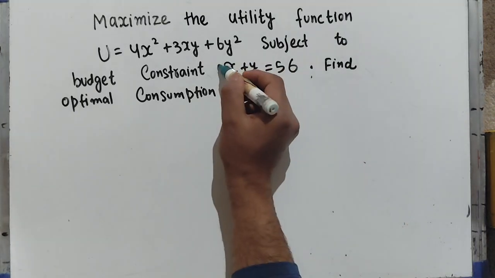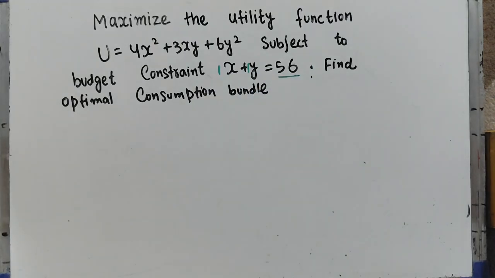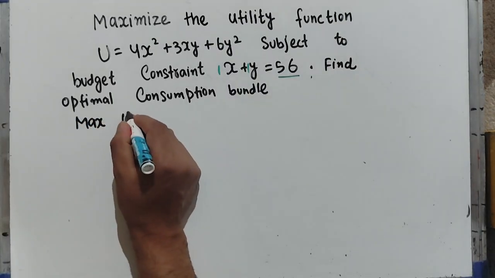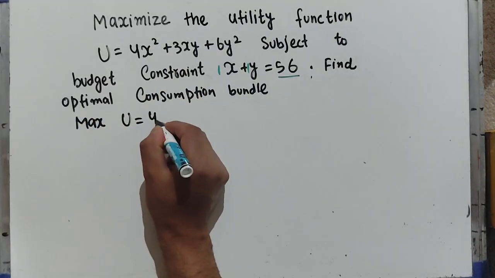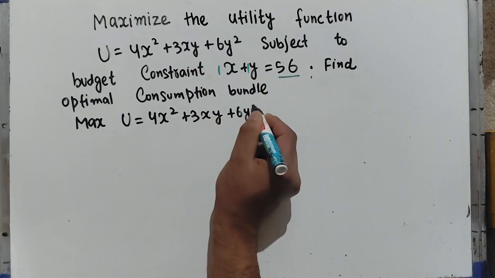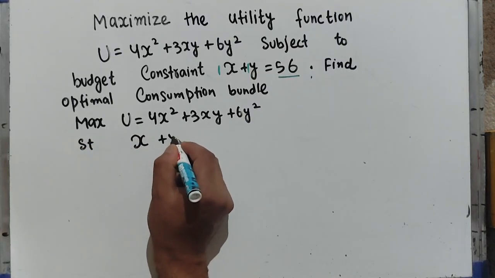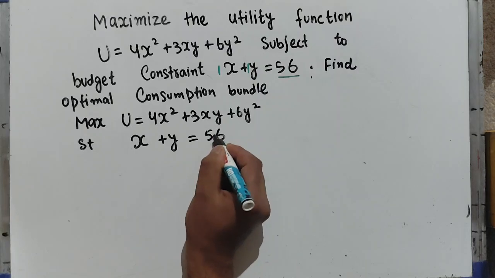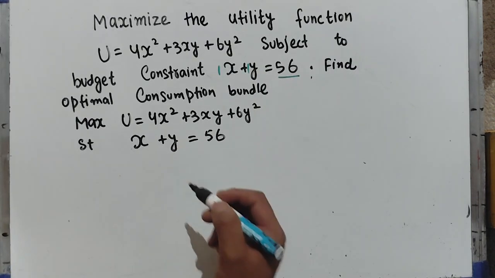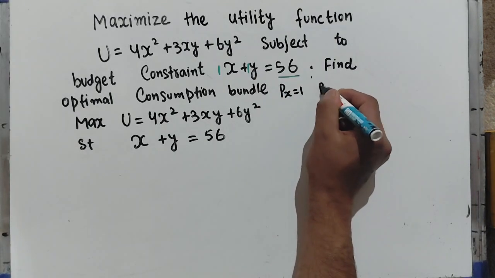The price of x is 1 and the price of y is also 1, and the total income of the consumer is 56. So our question is to maximize the utility of the consumer given the utility function 4x square plus 3xy plus 6y square, such that x plus y is equal to 56. Here the price of good x is 1 because the coefficient of x is 1. The price of good y is 1 because the coefficient of good y is 1. That is, the price of good x is equal to 1, and the price of good y is equal to 1.